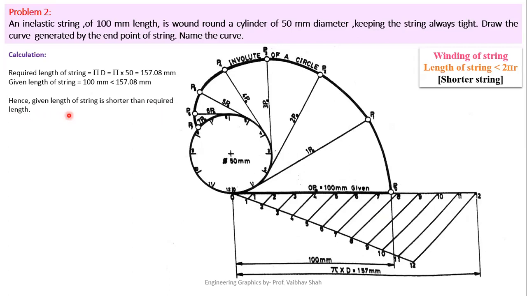So now let us begin with our example. First we will draw one circle with 50 mm as a diameter. Here the symbol suggests diameter. Now we have drawn this circle. After drawing this circle, either you can divide this circle into 12 equal parts, or you can also divide this circle into 8 equal parts. Here I have chosen to divide this circle into 12 equal parts. So I have divided this circle into 12 equal parts.